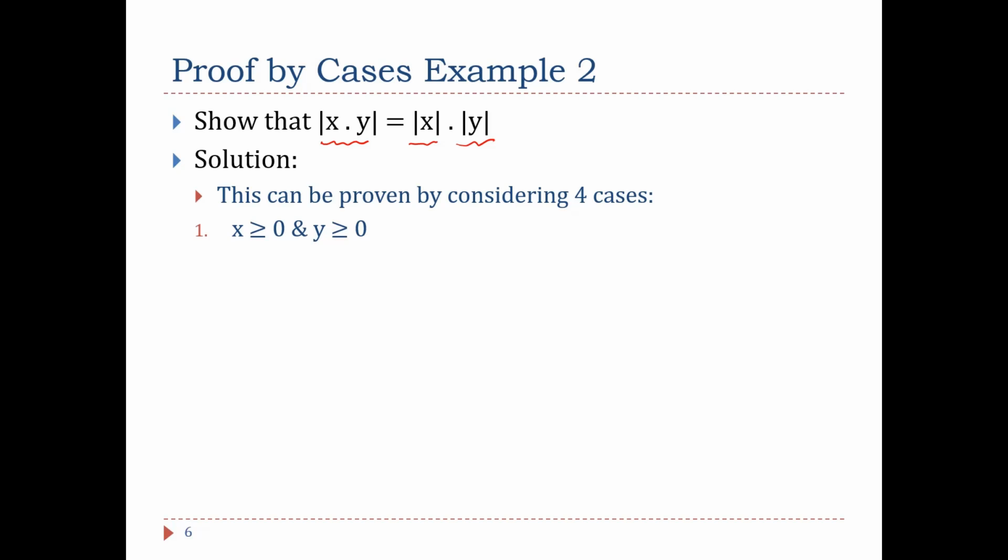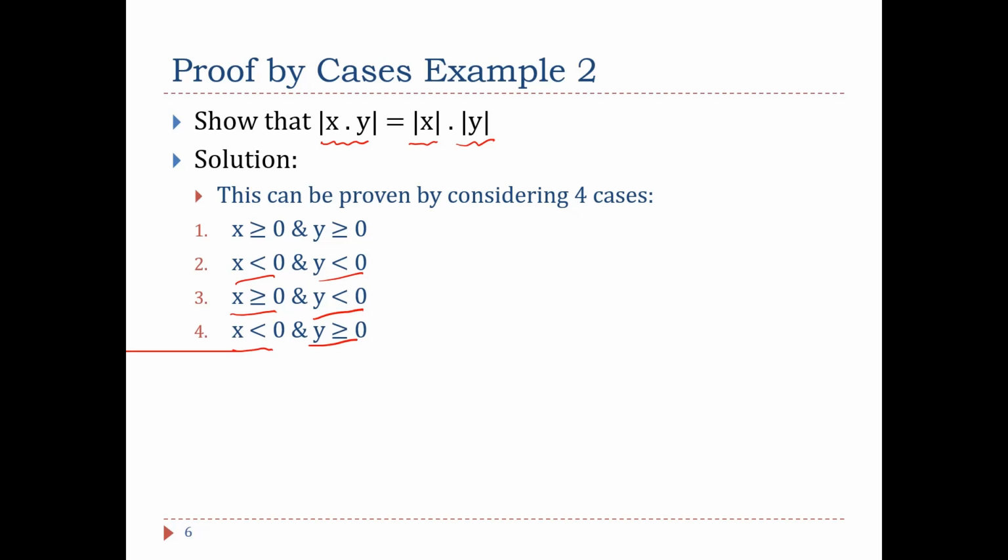Another typical example is when you have absolute values. So for example, if you would like to show that the absolute value of x times y is equal to the absolute value of x times the absolute value of y. Well, I think that the best way here is to proceed by cases. Okay, so you have four different cases. The case where x and y are both positive or null. The case where both of them are negative. The case where x is positive and y is negative, or the case where x is negative and y is positive.